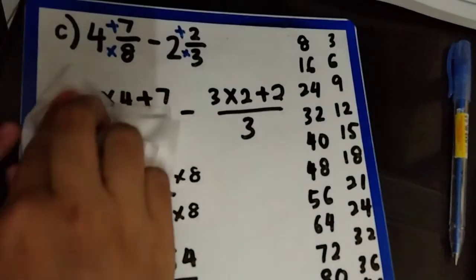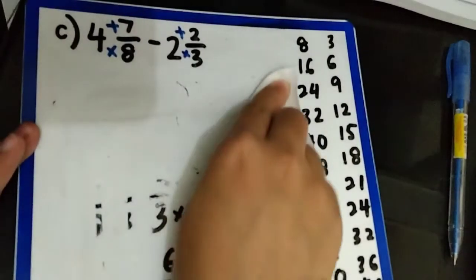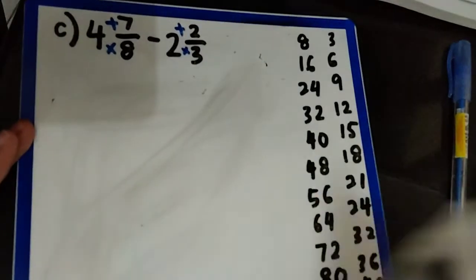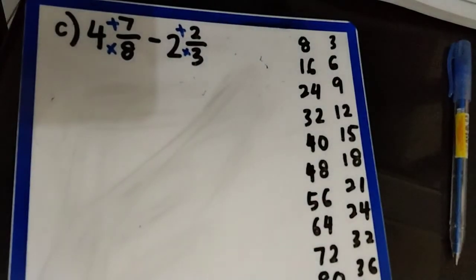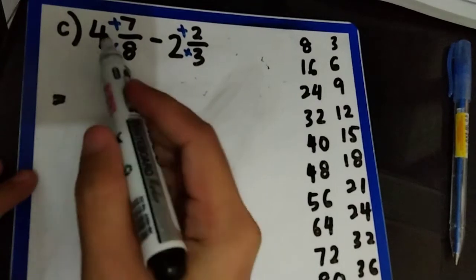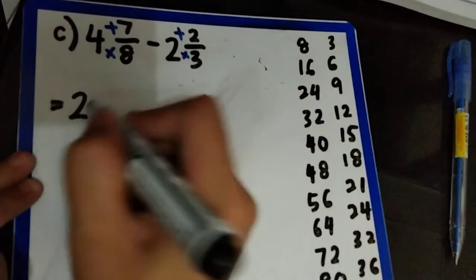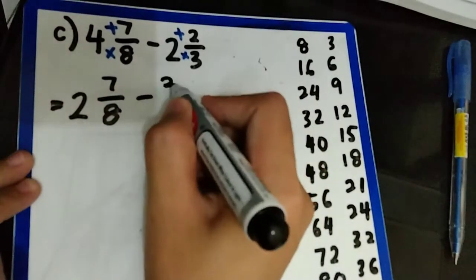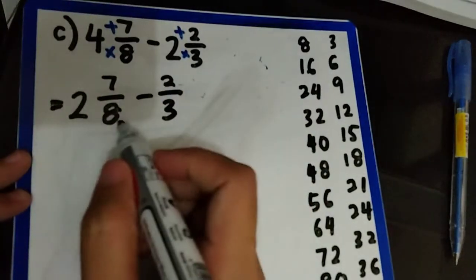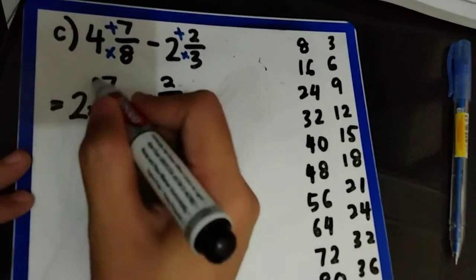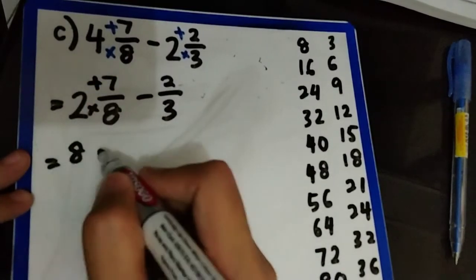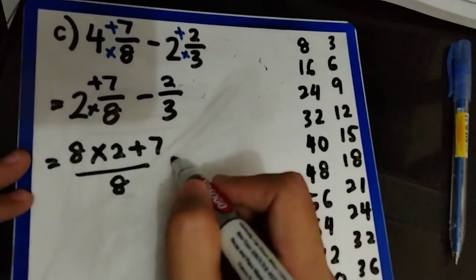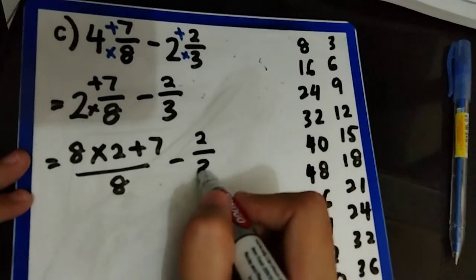Or I'm going to show you another method of doing this. You may choose to subtract the whole numbers first. 4 minus 2 equals 2, and then write down the fractions, and then like usual change the mixed number into an improper fraction. Times 8 over 8 minus 2 over 3.